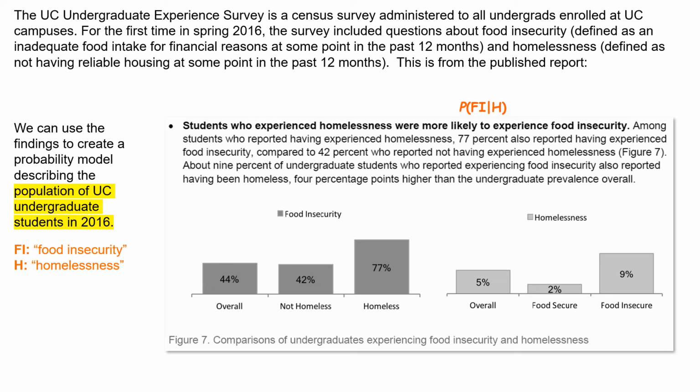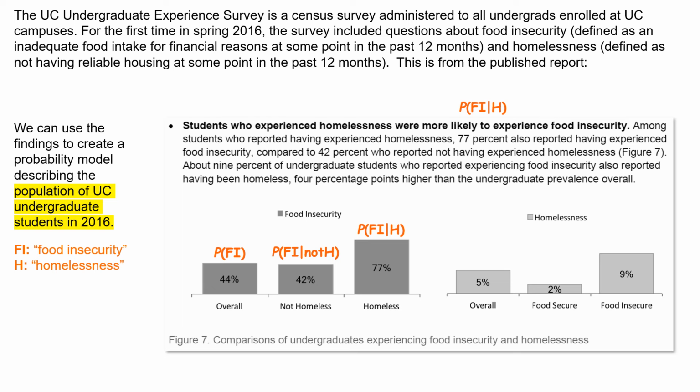So we are measuring the extent of food insecurity, and we see that this is done across three groups. So one overall, so in the entire sample space. So this would be simply P of food insecurity, 44%. Compared with relative to just those who have not experienced homelessness. So P of food insecurity given not homelessness, 42%, versus just among those who have experienced homelessness. So P of food insecurity given homelessness, 77%.